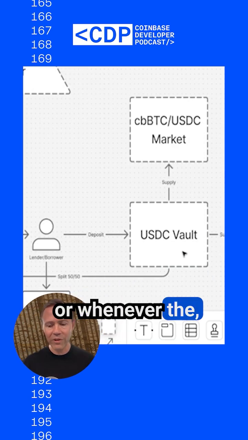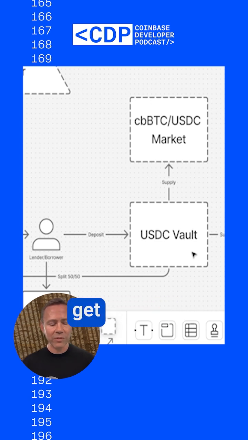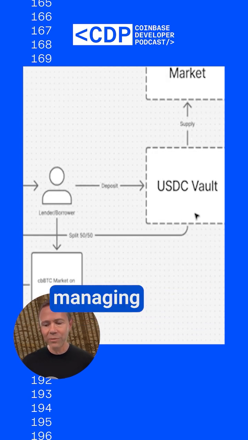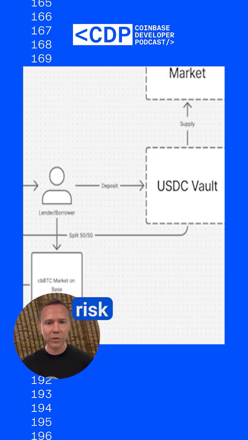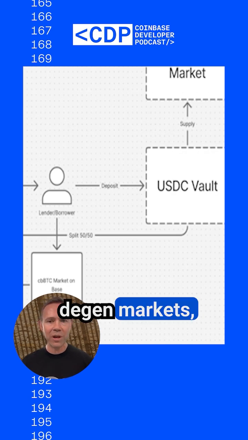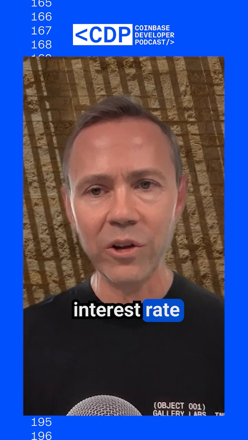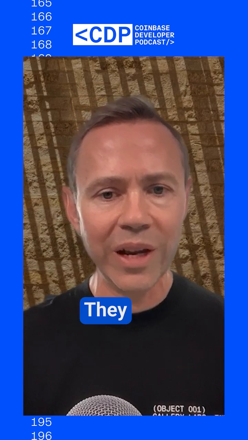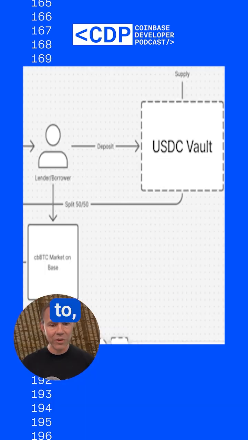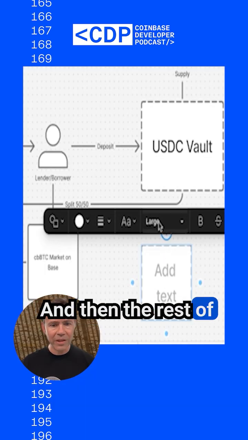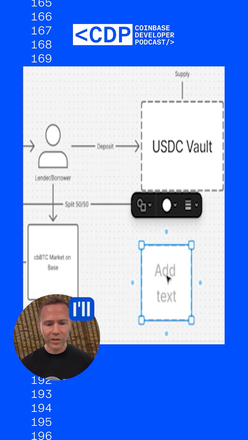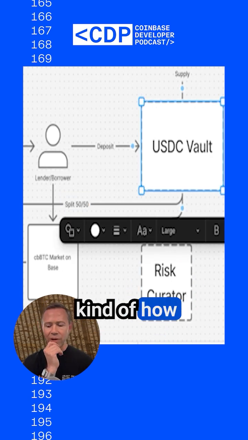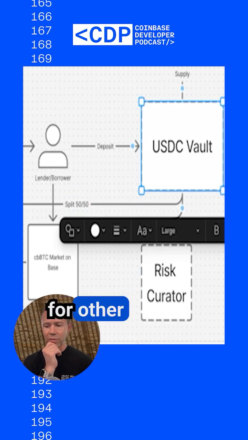Once a week, or whenever the risk curator wants to get paid for managing risk on the vault, managing those supply caps, trying to optimize risk-reward by not supplying into too-degen markets but getting a better interest rate than what you would get as the risk-free rate, they split that 50-50, and some of it goes to our market as protocol revenue, and the other 50 goes to their income address. I'll just call it risk curator. That's kind of how we provide the borrowable liquidity for other products like Coinbase Bitcoin Borrow and to people just in the isolated Morpho markets ecosystem.